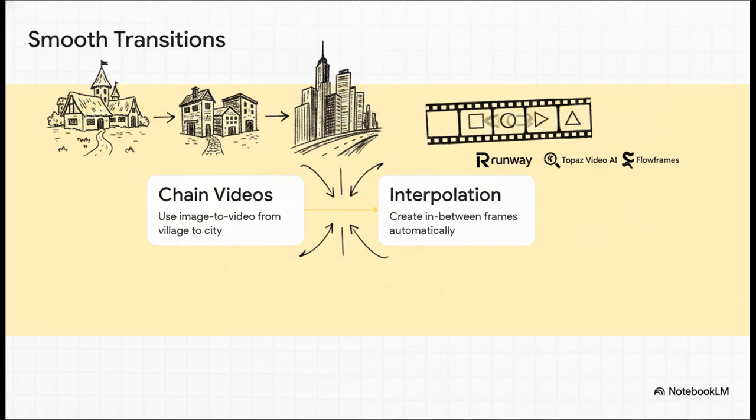To seamlessly bridge the gaps between, say, your medieval town and your modern city, professional creators rely on a couple of tricks. You can use image-to-video chaining, where you generate the transition from village to town and then town to city. Or you can use frame interpolation tools like Runway, Topaz Video AI, or Flow Frames. These tools basically do the heavy lifting for you, automatically creating those buttery smooth in-between frames.